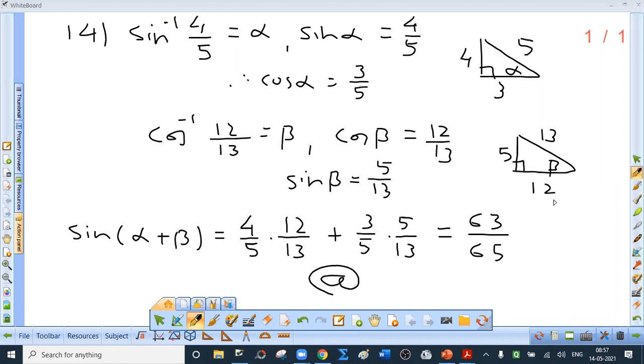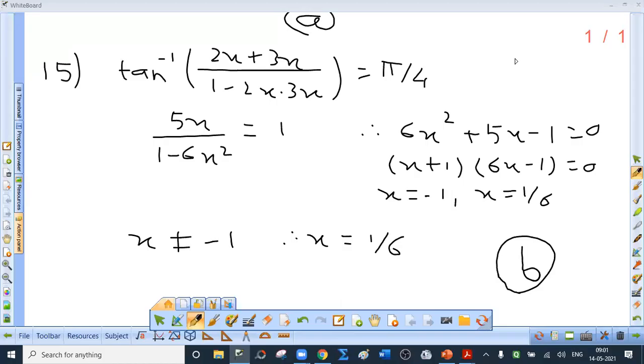See, what is cos? Adjacent upon hypotenuse. So by using the corollary of Pythagoras theorem, we get the opposite side as 5. What is sine? Opposite upon hypotenuse. Simple. So what is sine of alpha plus beta? It is sine alpha cos beta plus cos alpha sine beta. Invert the relation to get this as sine inverse of this. Right? So this is given in option A.